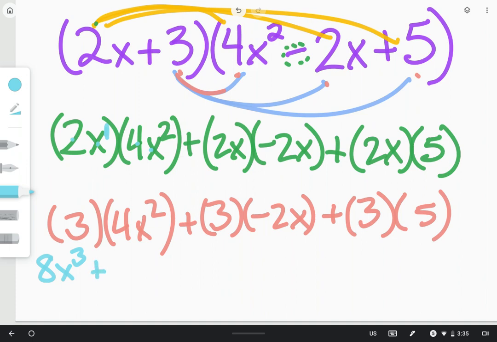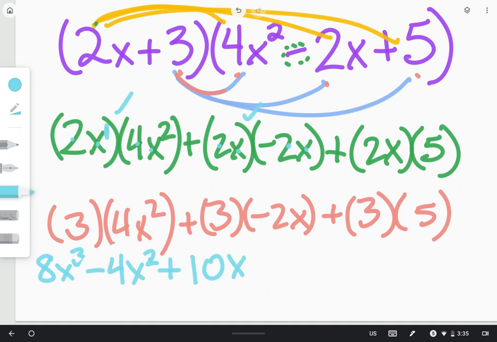2 times negative 2, so that's going to be minus 4x squared. That's because 2 times 2 is 4, x times x is x squared. Then we have plus 2 times 5 is 10x. Let me move to our next row.